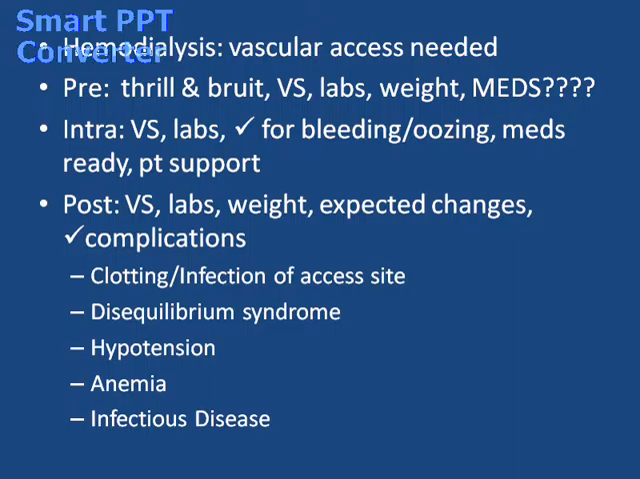Another complication is infectious diseases. With frequent blood access and transfusions, they have an increased risk for the transmission of bloodborne diseases, so those would be hepatitis and HIV. So we want to make sure that there is sterility in the equipment. We're using standard precautions. We're giving meds, especially erythropoietin, as prescribed, and making sure those patients take their meds and supplements as prescribed, and educating them on their diet.